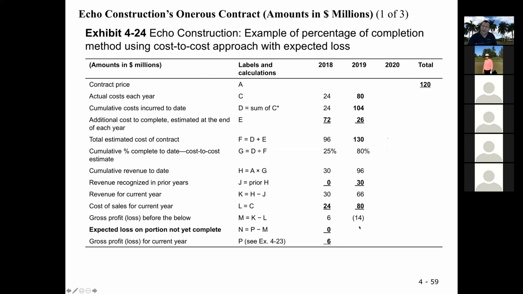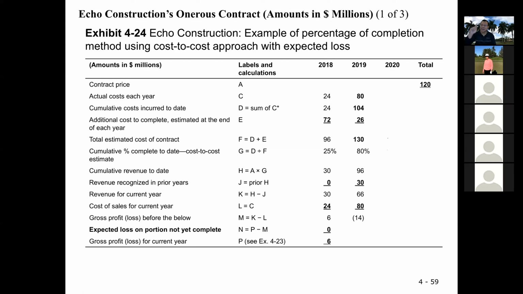Remember, at this time, I know this is an onerous contract. So I have to recognize the future loss, right? Right now, I'm only recognizing 80% of the loss. There's another 20% that will be completed in 2020. I have to recognize that as a loss. The total cost is 130. The price is 120. So the total loss for the project is 10 million.